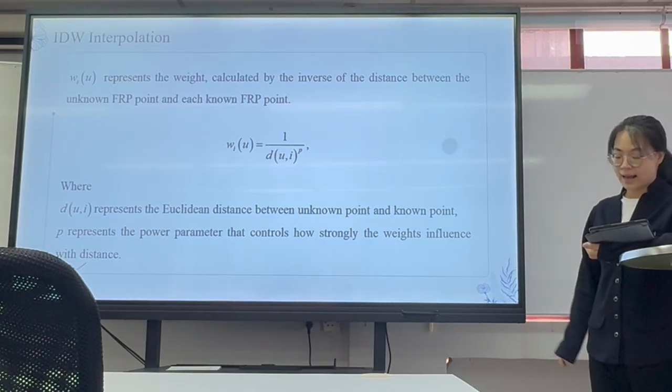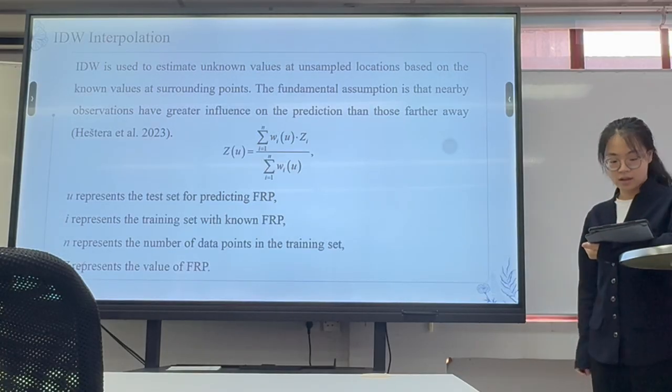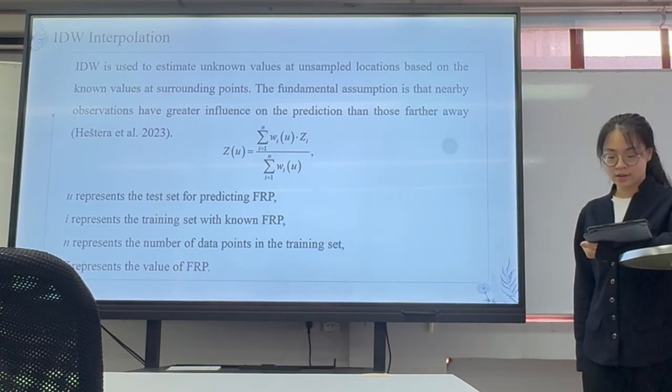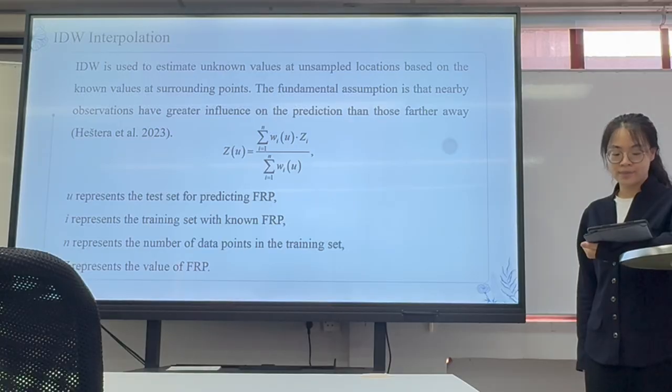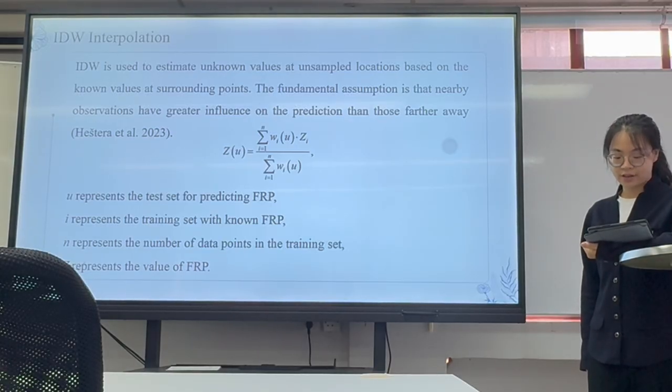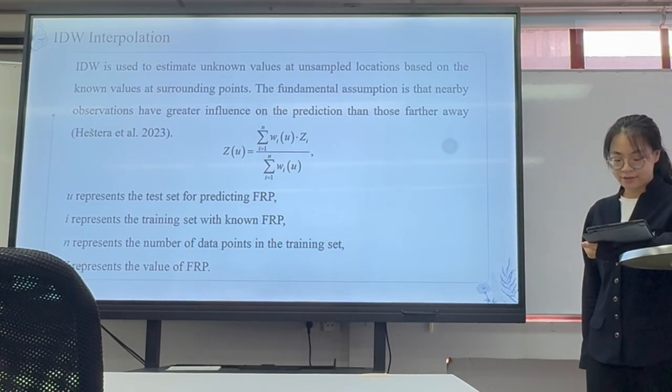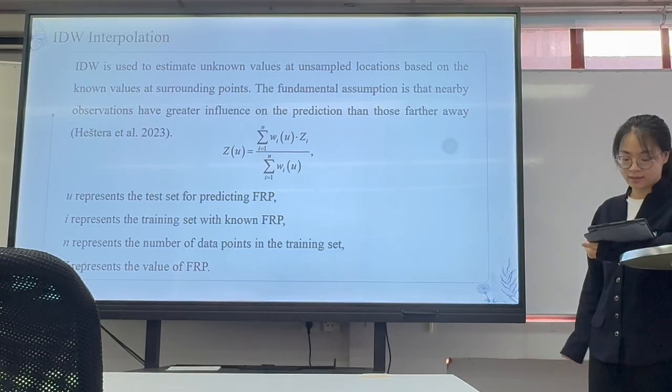The MSE between the actual FRP values and the interpolated values generated by the IDW model, with the power parameter, is used as the loss function for the gradient descent. The update rule for the power parameter in each iteration is given by the standard gradient descent formula.